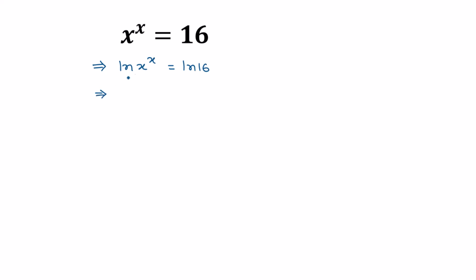Now applying this formula, ln of a to the power b is equal to b times ln of a, to the left side, we can write ln of x to the power x is equal to x times ln of x, is equal to ln of 16. We can write 16 as 2 to the power 4.